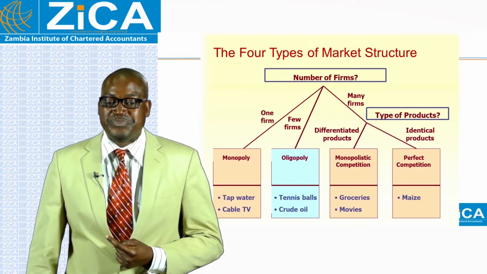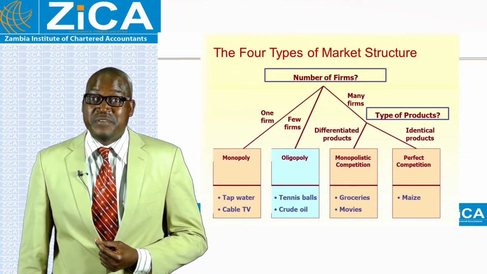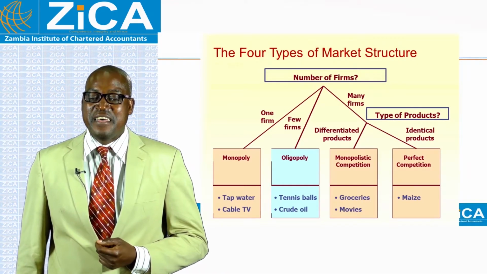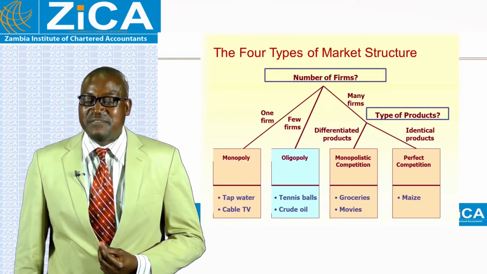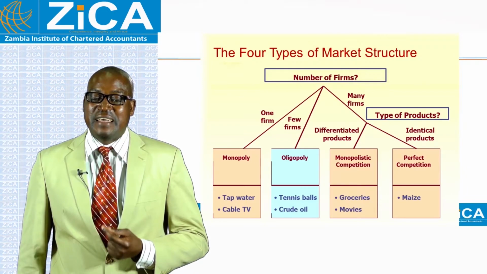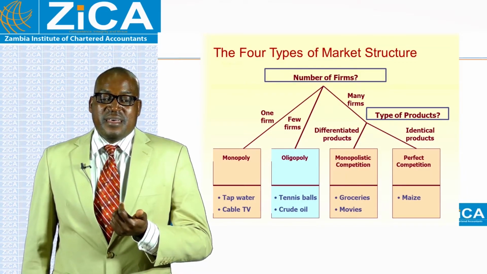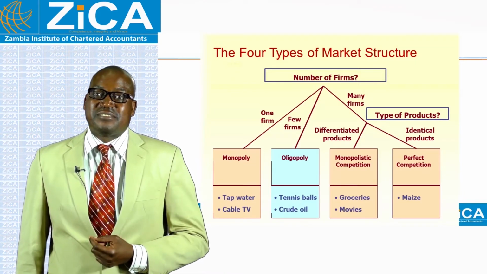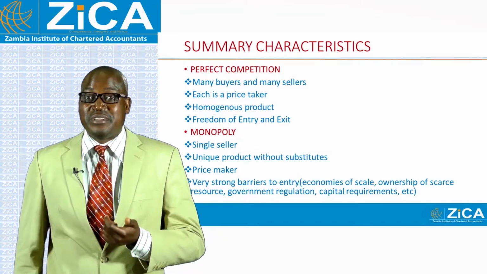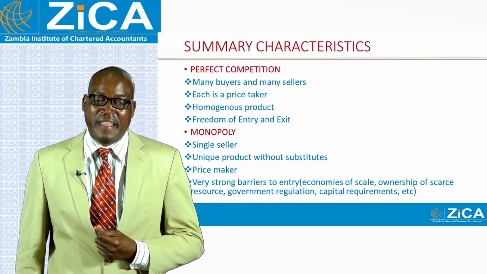Then we have monopolistic competition, where you have a few firms that will be selling the product and the product is differentiated. Then lastly, we have perfect competition, where you have many sellers but the product is identical or homogeneous. There's a summary of the characteristics of each of the market structures that we need to understand so that we don't confuse the market structures as has been the case in the past.